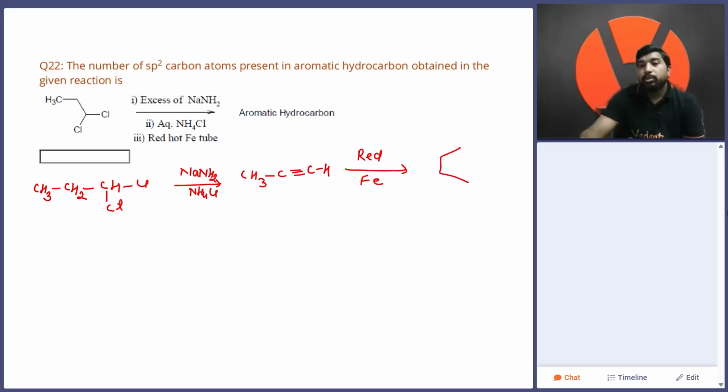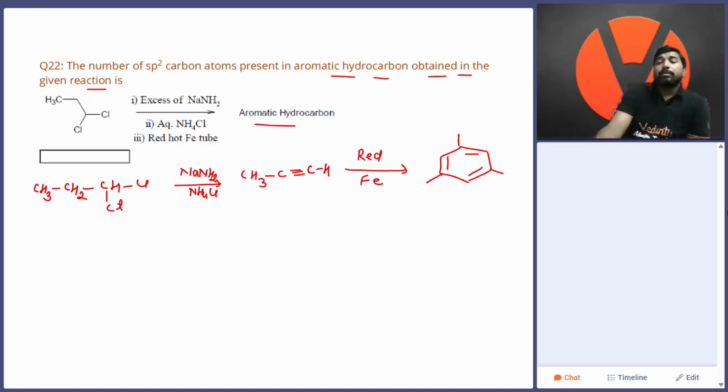So the product should be, so that is an aromatic hydrocarbon. Definitely an aromatic hydrocarbon will form. So the number of sp2 carbon atoms present in the aromatic hydrocarbon obtained in the given structure. So how many aromatic carbons are present in this case? There are 6 sp2 carbons present in the given compound. So the answer should be 6.